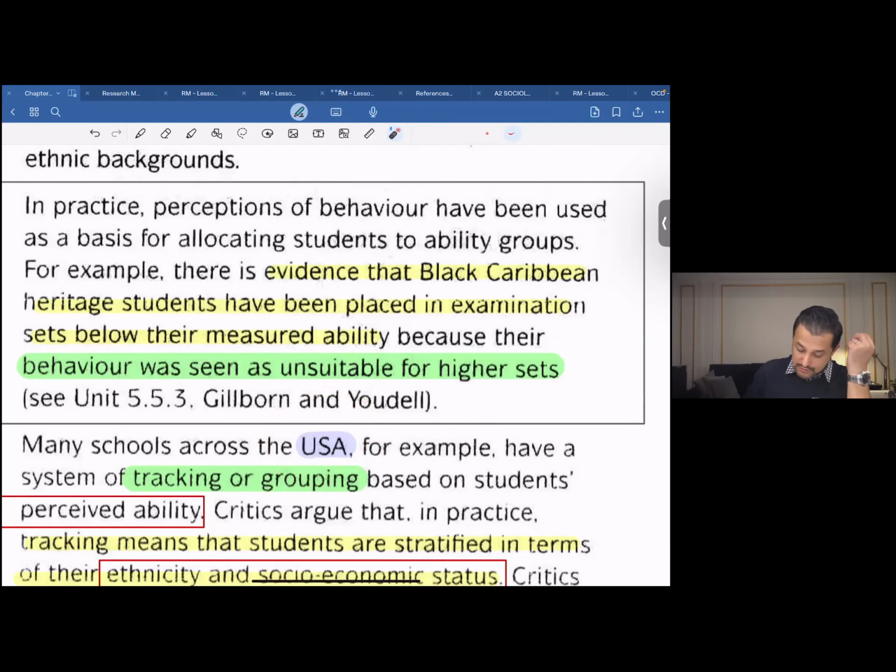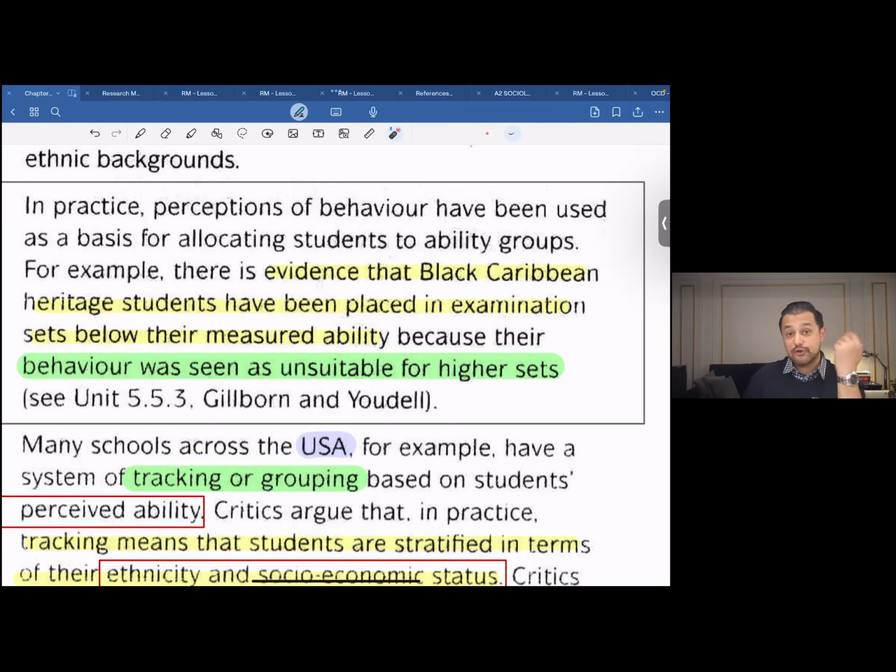Before that, rather, in practice, perceptions of behavior have been used as a basis for allocating students to ability groups. For example, there's evidence that Black Caribbean heritage students have been placed in examination sets below their measured ability because their behavior was seen as unsuitable for higher sets, according to Gilborn and Youdell.